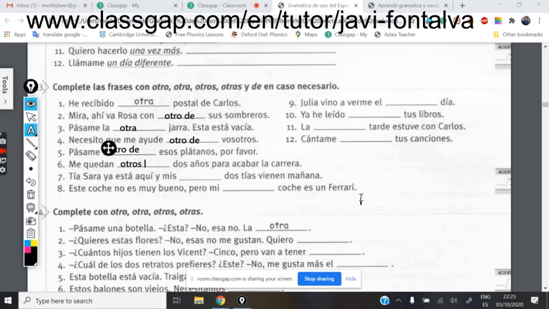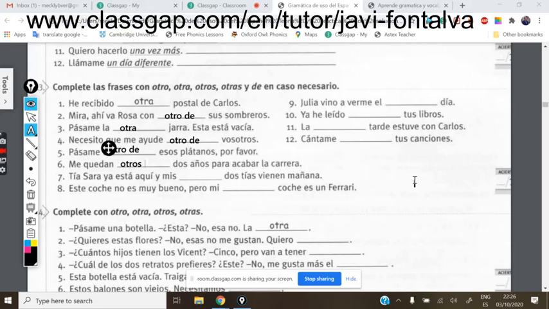Here we talk about time, as you can see, dos años. So this means the time I have to finish my degree, my university studies. So I still have two more years to go to finish. Literally, me quedan would be I have left. So I have two more years left to finish my degree.